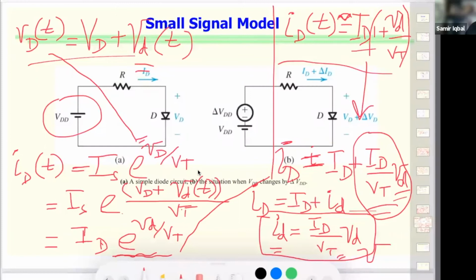And this part is called small signal conductance. Resistance versus conductance. And the inverse of this is called small signal diode resistance. All right, these three or four lines that I just said are very important.